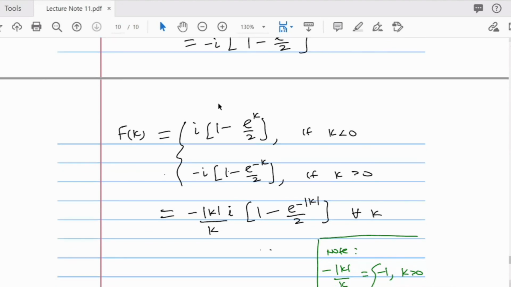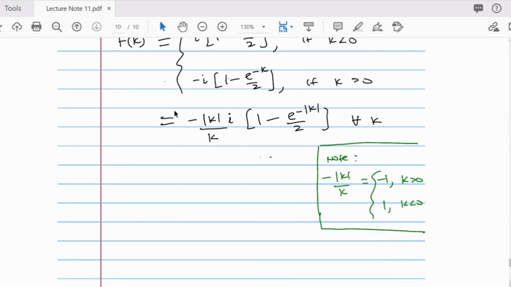If we are combining the two together for all k, this is what we are going to get. Look at the fact that I've made use of the modulus of k over k, which is just minus 1 if k is greater than 0, and 1 if k is less than 0. So this is going to be the combination of the OT.